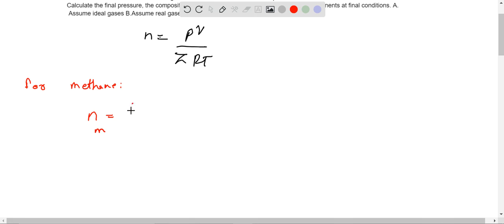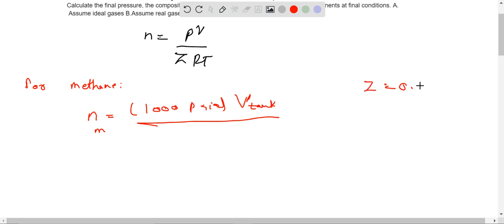here pressure is given, which is 1000 psi, volume is V tank, divided by Z for methane, which is 0.938 at 1000 pressure and 140 Fahrenheit temperature.